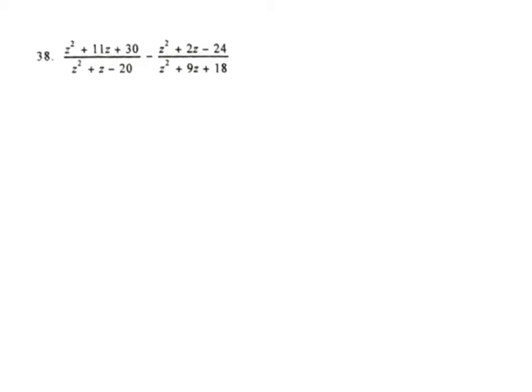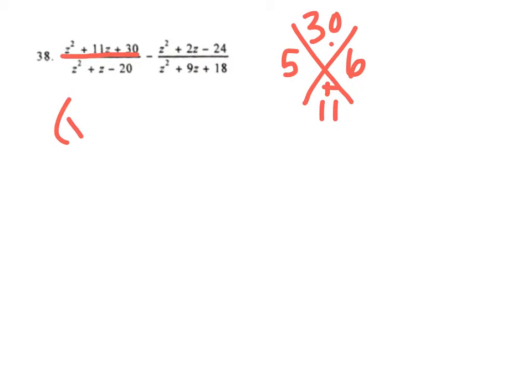The next one, again, we're going to have to simplify everything. So on top I have z squared plus 11z plus 30. We're looking for something that multiplies to 30 and adds to 11. It's going to be 5 and 6. So on top we have x plus 5 and x plus 6.